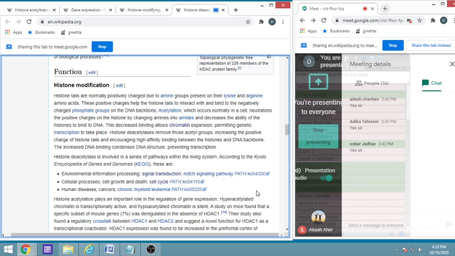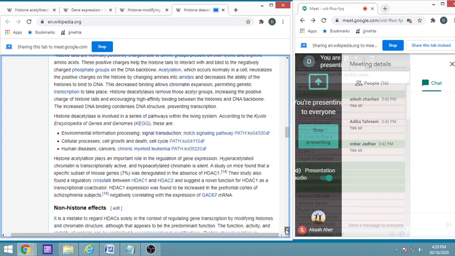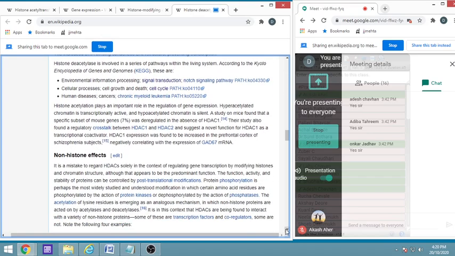Then there are various human diseases like cancers, leukemia, etc. In these, a variety of pathways are important. So we have seen how these are important and how they have their role at one layer or another. It can also have non-histone effects.